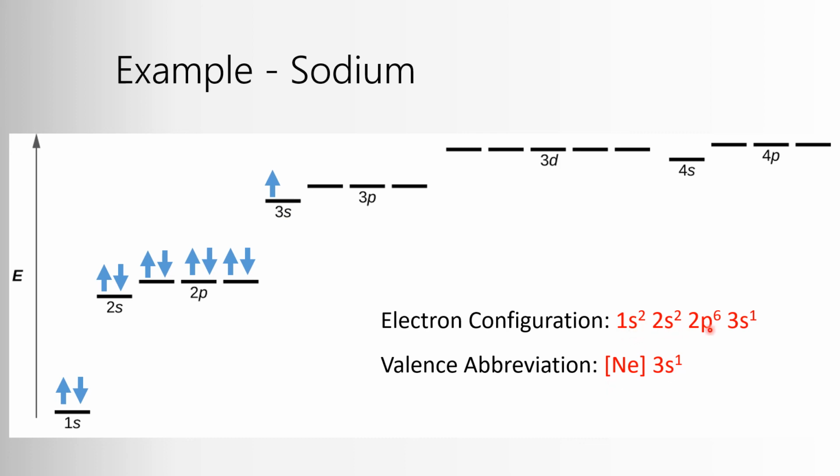We convert these first three into the noble gas that they were, followed by what are called the valence electrons, the ones that are actually going to do the chemistry. So this is how we put together an orbital diagram, electron configuration, and a valence abbreviation of that electron configuration. You should be capable of doing this entire type of problem before we get to the next exam.